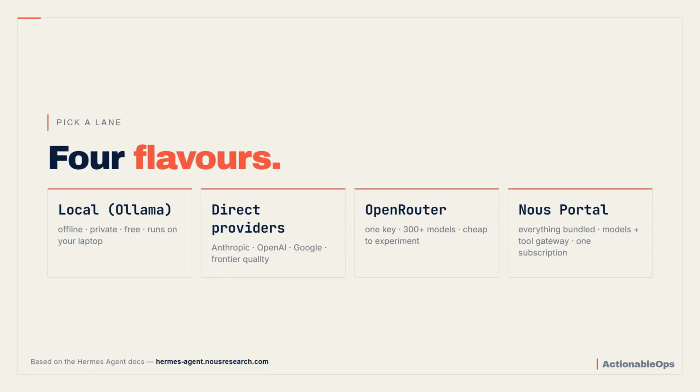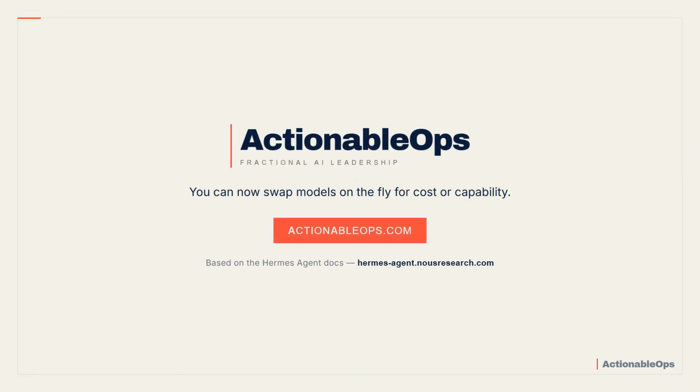Pick a lane based on what you need. Local Ollama if you want it offline, private and free. Direct providers like Anthropic, OpenAI, or Google for frontier quality. OpenRouter for one key and a huge catalog. Nous Portal for everything in one subscription. You can now swap models on the fly for cost or capability.